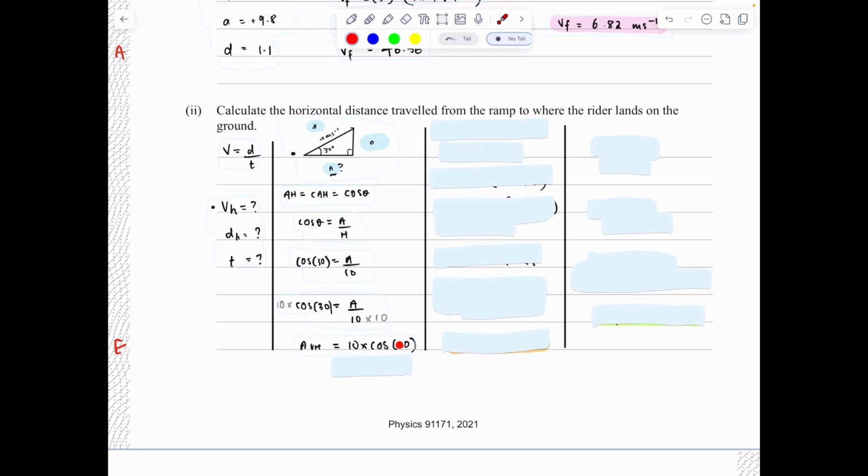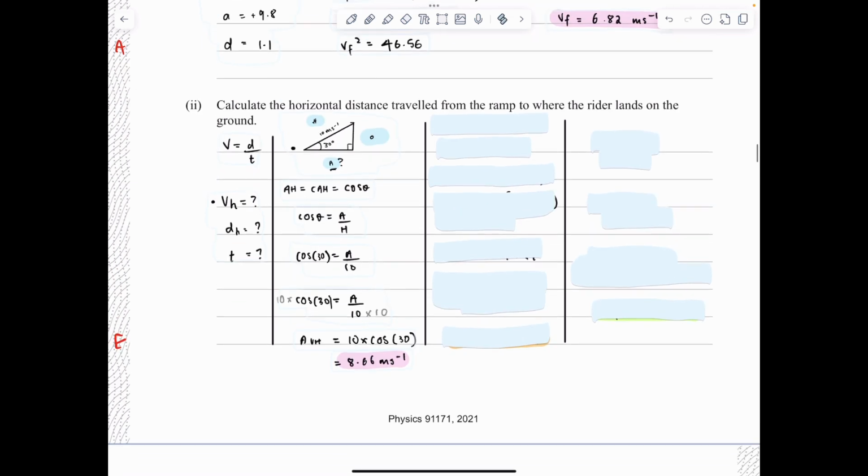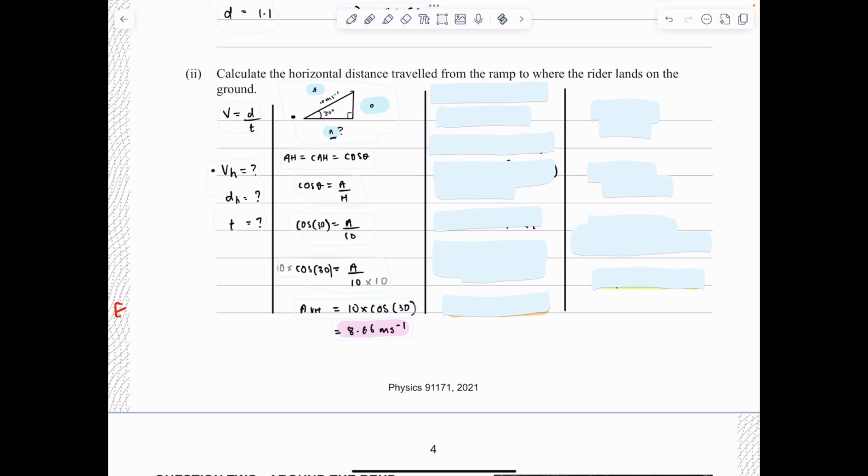So I've substituted that angle into the theta sign. Plugging this into my calculator, I get 8.66 meters per second. So that's my horizontal component of velocity. Okay, now that I've worked out the horizontal component of my velocity, now what I can do is work out another part of this equation, okay?